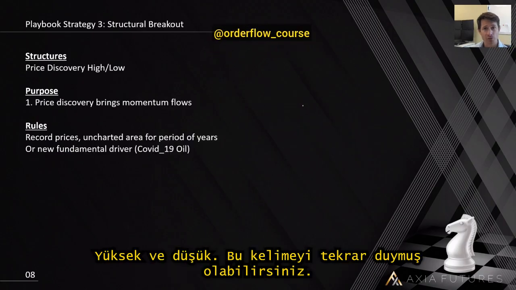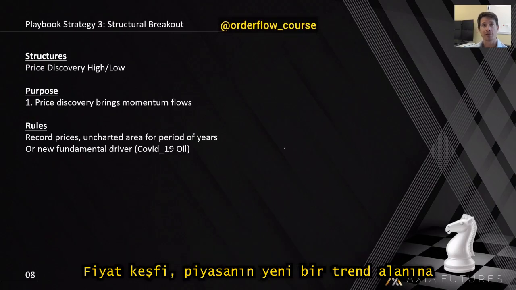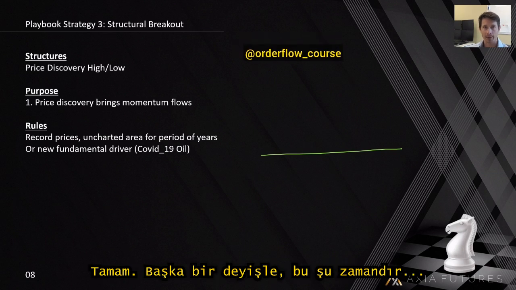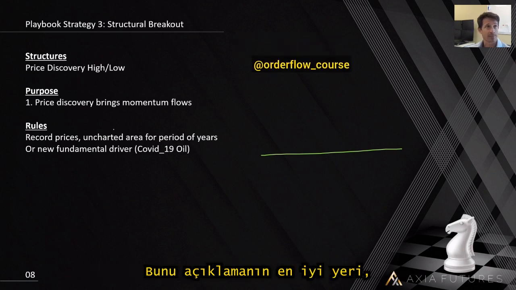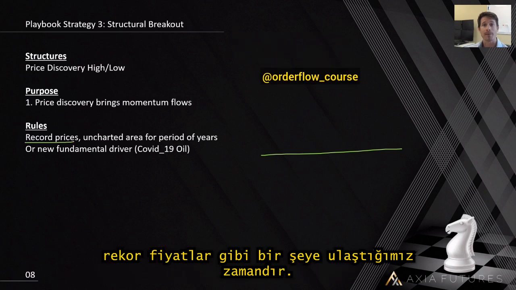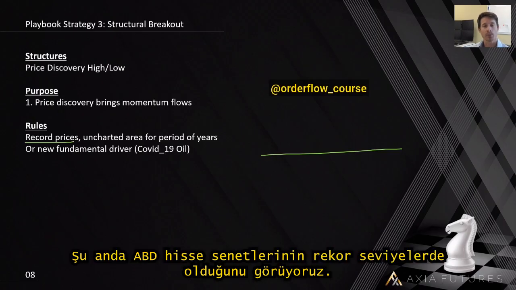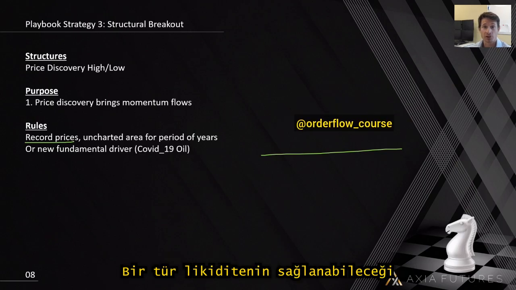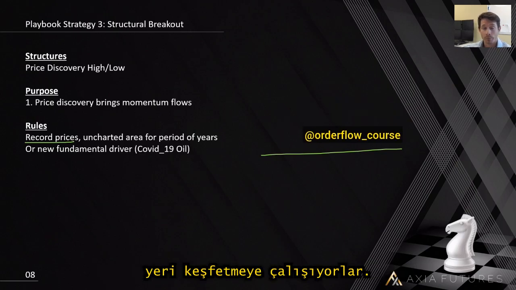You might have heard this word. Again, price discovery is nothing more than the market entering a new realm of trend. Okay, in other words, the best place to explain this is when we get to something like record prices. We see the US equities right now, they're all at record highs. In other words, they're in price discovery mode. They're trying to discover where there may be some form of liquidity being provided.